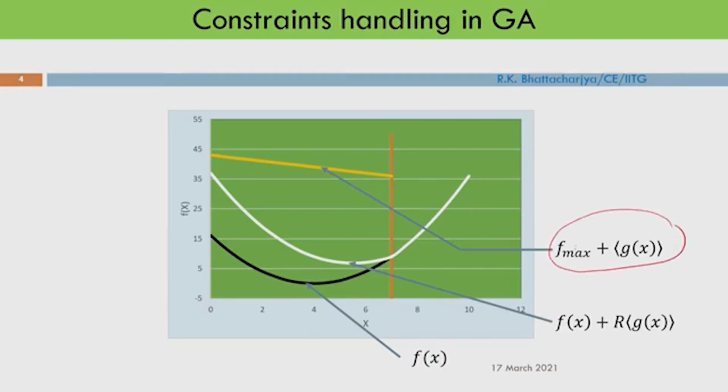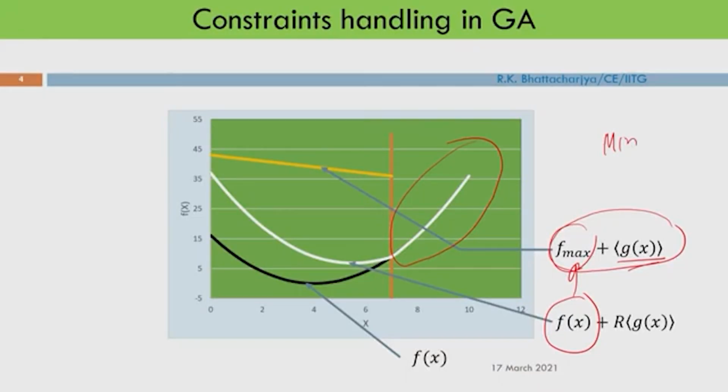If I write f max plus g(x), I am using the bracket operator here, and in place of f(x), I am using f max. So, what is f max? That is the maximum function value of the solution in a feasible region. So, f max is coming from this particular region. What is the maximum function value that I am adding with the violation? This g(x) will give you the violation, so I am adding the maximum function value.